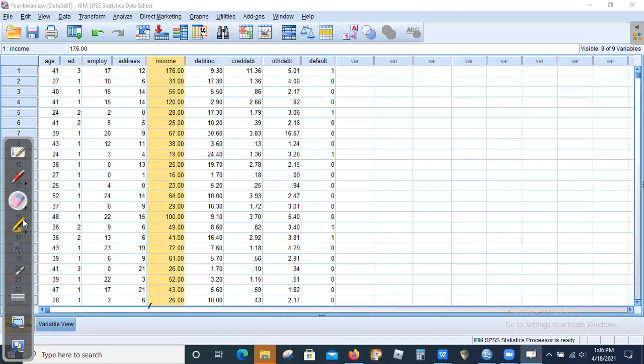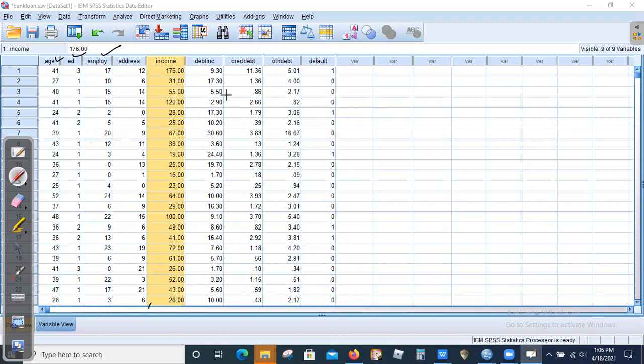This is a data set which represents, for example, information on applicants who apply for a bank loan, and the bank is giving them a pro forma to give information. Suppose the bank is collecting information on these aspects: age, education, years with the current employer, years at the current address, income, debt to income ratio, credit card debt, other debt, etc.